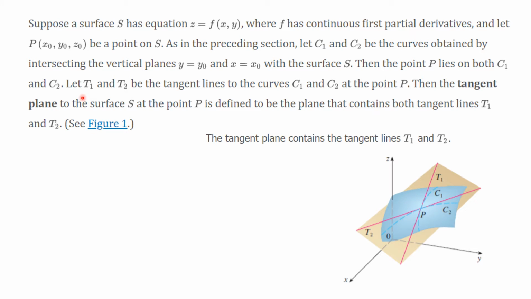And if we let T1 and T2 be the tangent lines to the curves C1 and C2 at the point P, then the tangent plane to the surface S at that point P is defined to be the plane shown in brown here that contains both tangent lines T1 and T2. And here is a picture of the geometrical consideration.